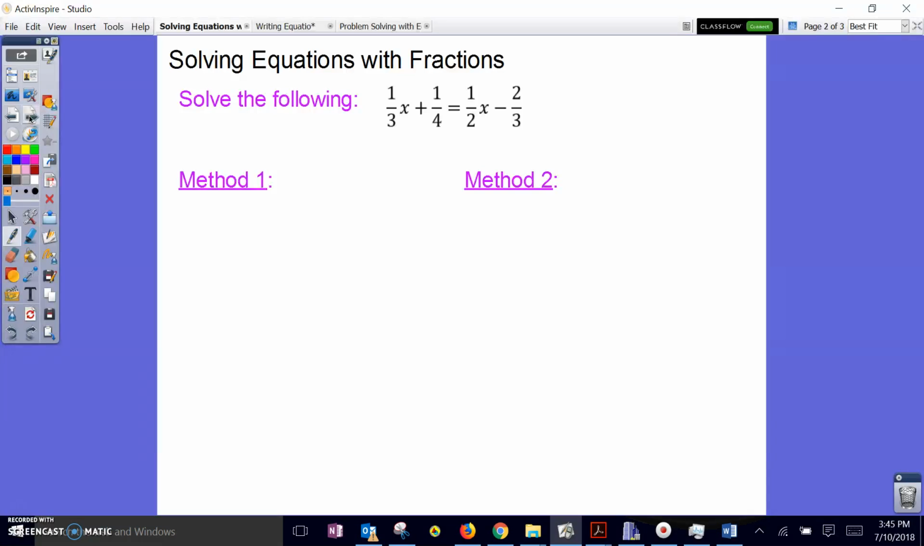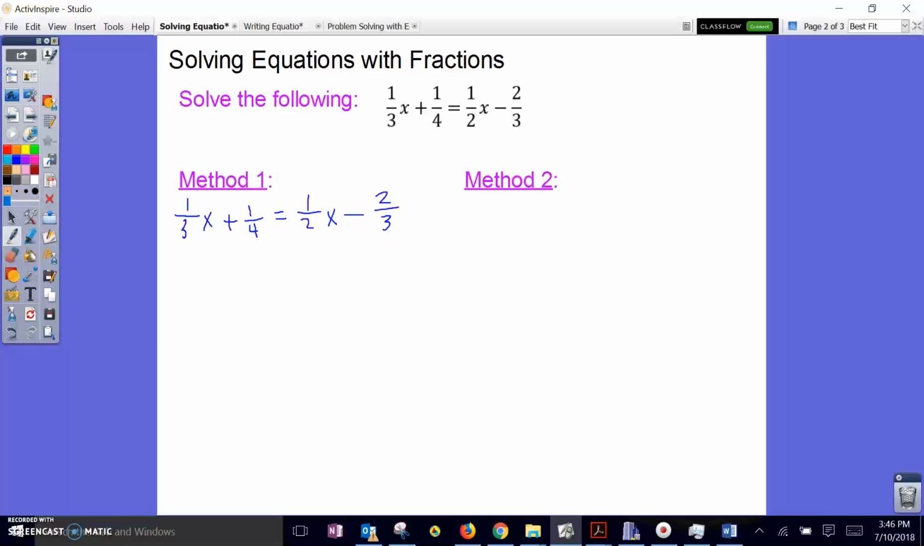Alright, we're going to solve this equation. 1/3 x plus 1/4 equals 1/2 x minus 2/3, and we're going to do it using both of the methods that we talked about on the front page. So the first method is going to be to just actually go ahead and work with this equation with the fractions. And so we want to get all of our x's on one side, and we want to get all of our numbers on the other side.